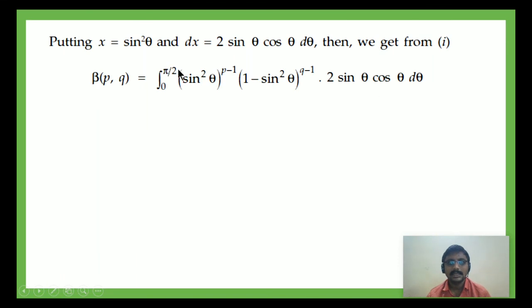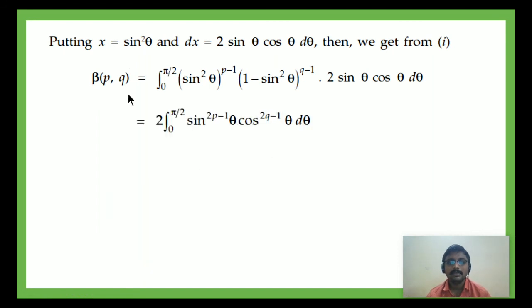Limits also changed here. The limits 0 to 1 become 0 to pi by 2. Because when x equal to 0, sine square theta is 0, which implies that theta is 0. When x equal to 1, sine square theta is 1, sine theta is 1, so that theta is pi by 2. Because 1 is replaced with sine pi by 2, applying sine inverse on both sides, theta becomes pi by 2. So the new limits for theta are 0 to pi by 2. Don't forget to change the limits. Whenever we replace the independent variable, we have to change the limits of the definite integral also.